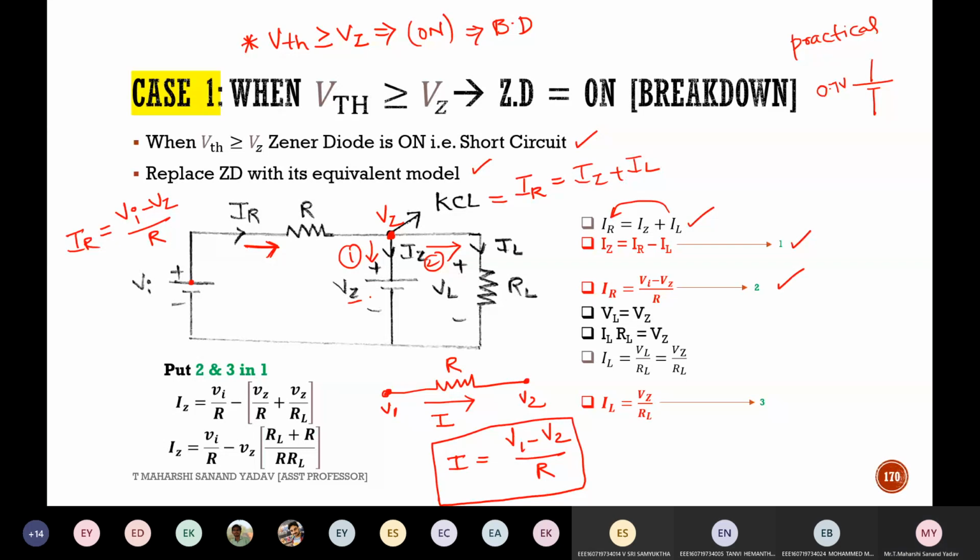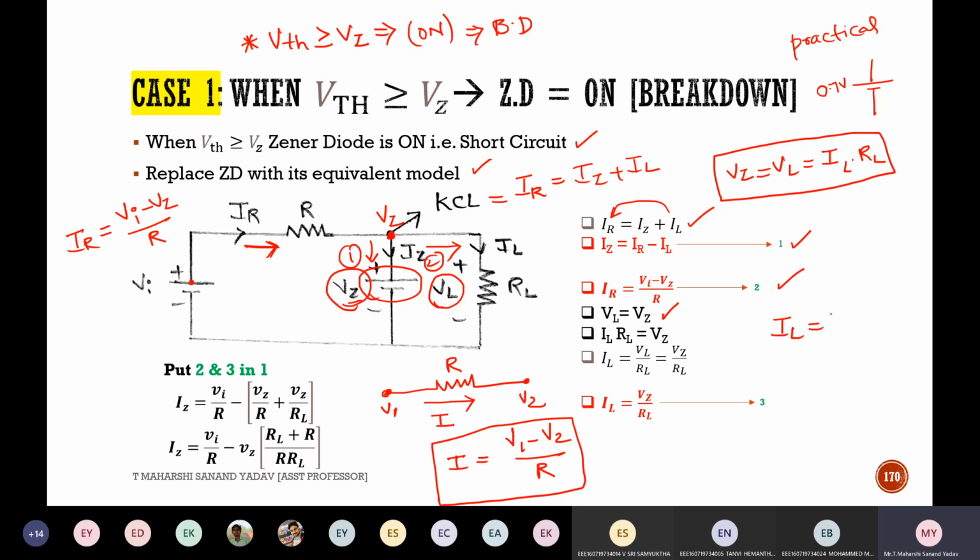Now, if things are connected in parallel, the voltage will be the same. Here VL is equivalent to VZ. So I got this. So what is the voltage? VL I can write as I into R, so here the current is IL into RL. As I'm telling you that VL is equivalent to VZ, I'm equating it like this. So VZ or VL is equivalent to IL into RL. So I got this. Now if I want to find IL, I can write it as either VL by RL or VZ by RL. So I got this equation.